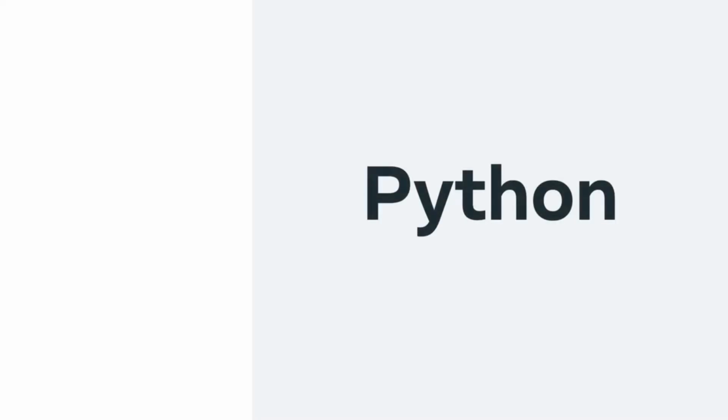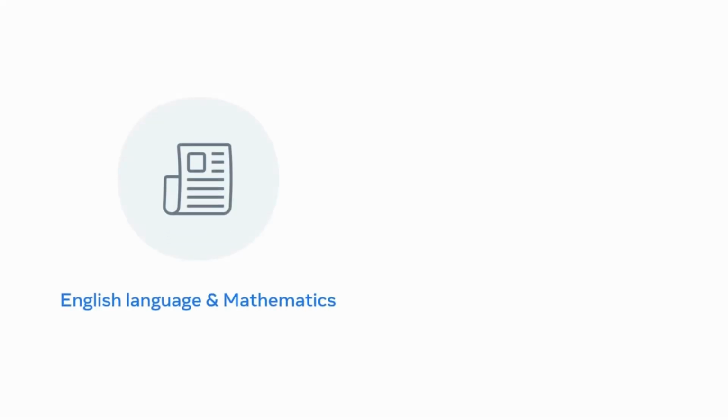Python was created by Guido van Rossum and released in 1991. It was designed to be readable and takes a lot of similarities between the English language and mathematics.